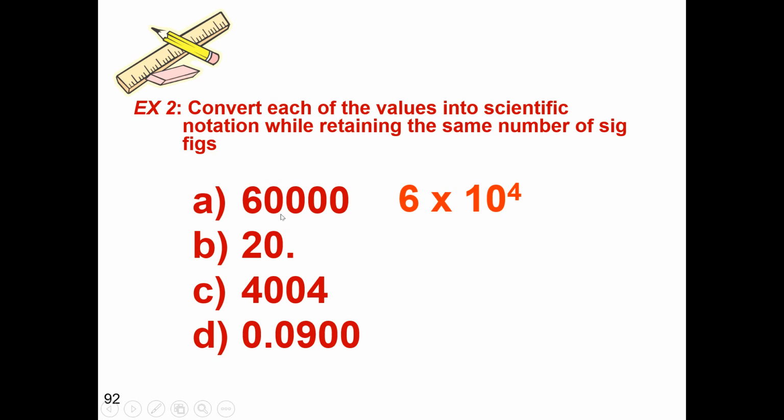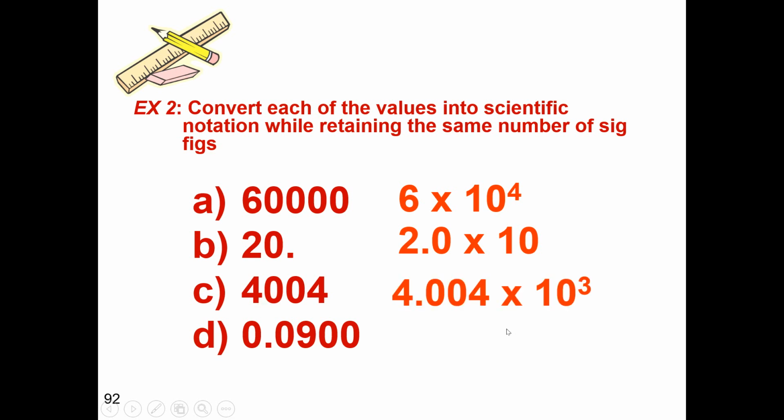In this case, I have 2 sig figs, 2 significant figures, because there is a decimal present. I'm only going to move the decimal place over once. And I have 2.0 times 10. You can have 10 to the first power, it doesn't matter. It works out the same way, but just times 10. For letter C, I'm going to move my decimal place from here to here. And it moves over 1, 2, 3 times. So 4.004 times 10 to the third power. And finally, for the last question, I'm going to move my decimal place from here to here.